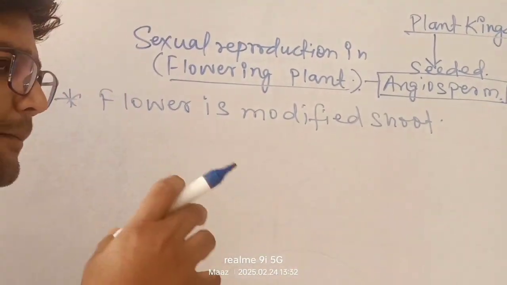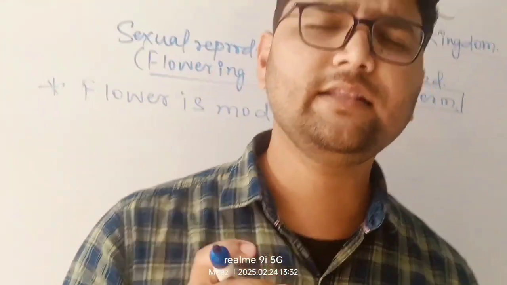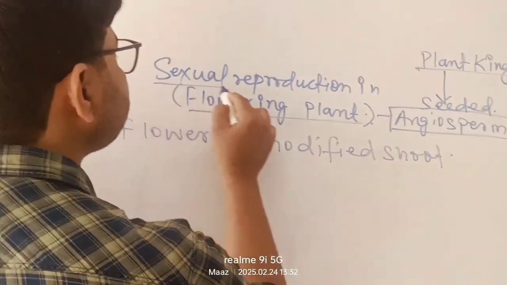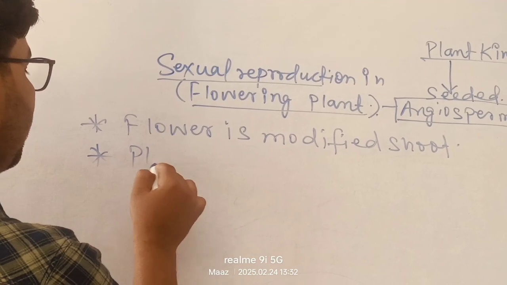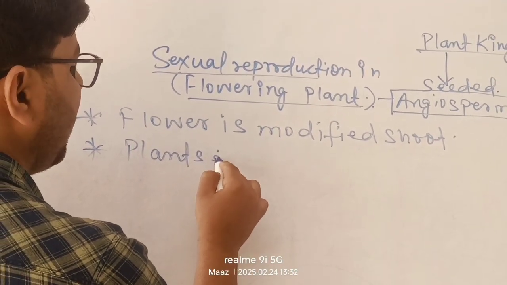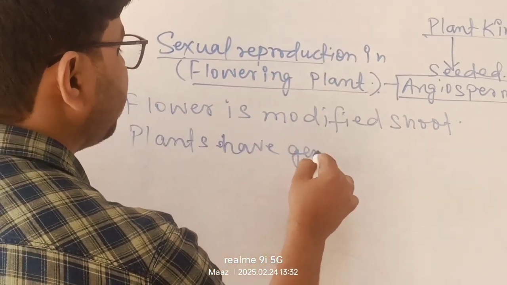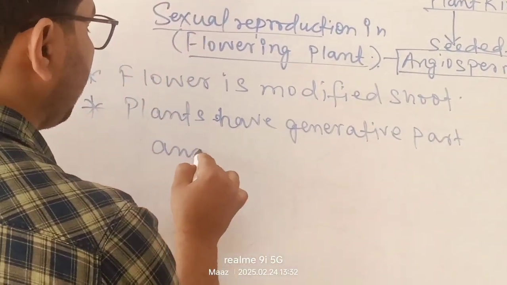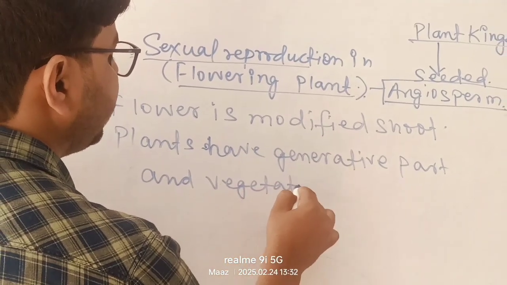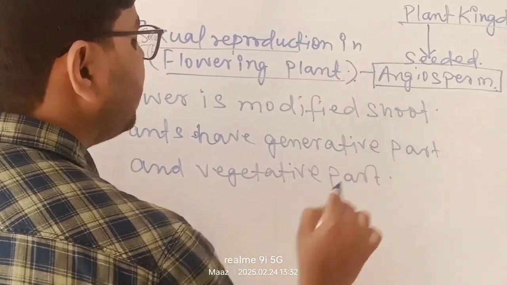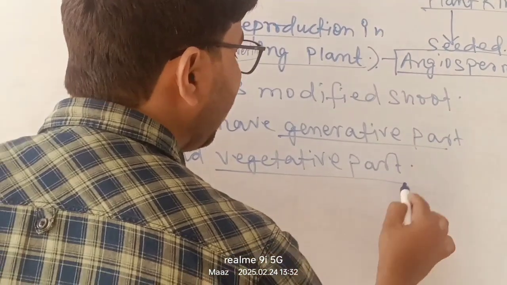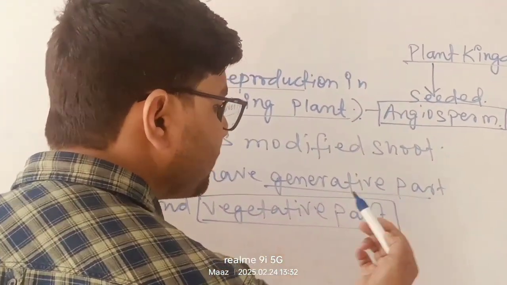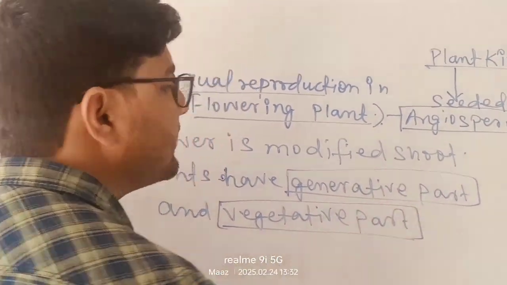We see that this flower performs sexual reproduction in plants. Now, the term is sexual reproduction. Plants have a generative part and a vegetative part. Both the generative and the vegetative parts participate in reproduction. The vegetative part basically participates in asexual reproduction, and the generative part participates in sexual reproduction.